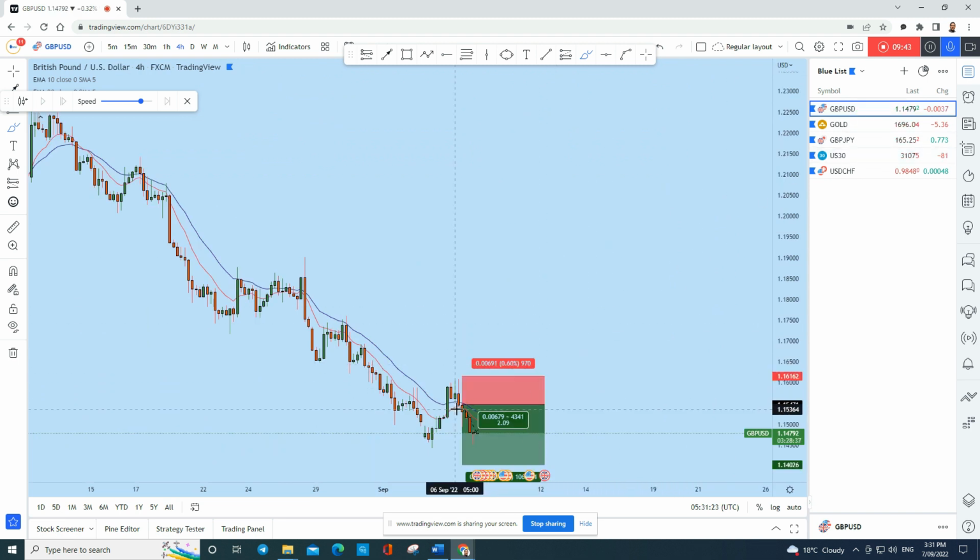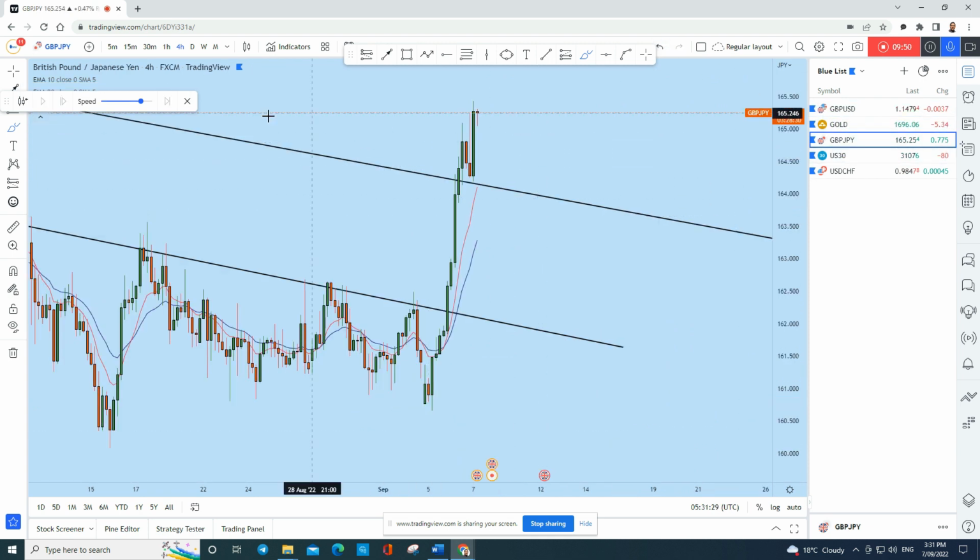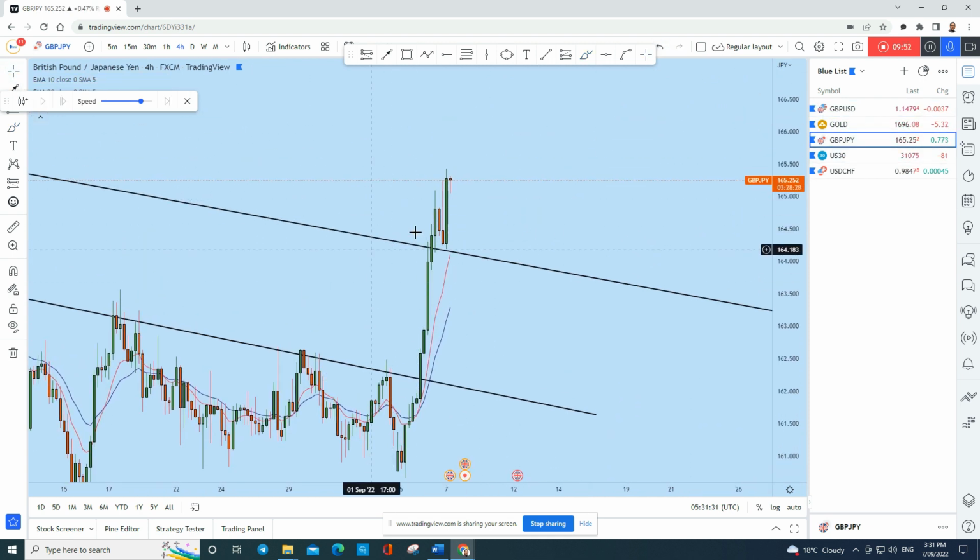Now if you, let's say, sell British pound, US dollar here, now if you see that the same pair GBP JPY is giving you a bullish sign, right? A bullish price action.